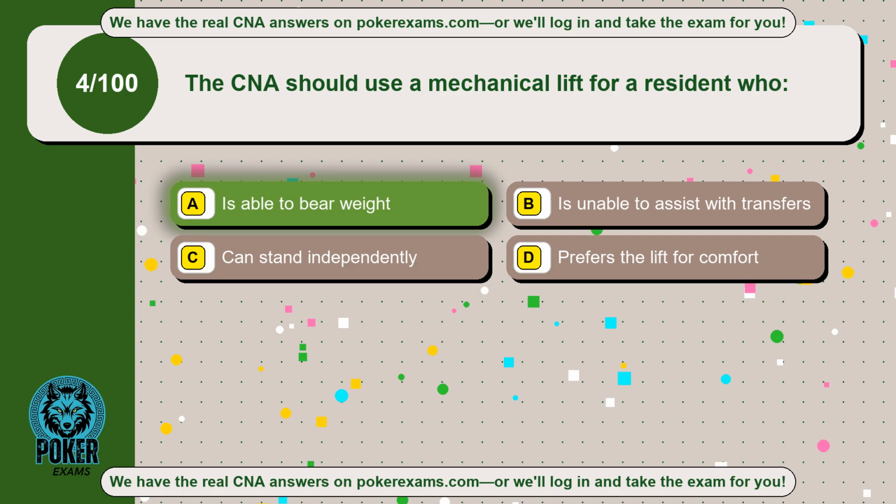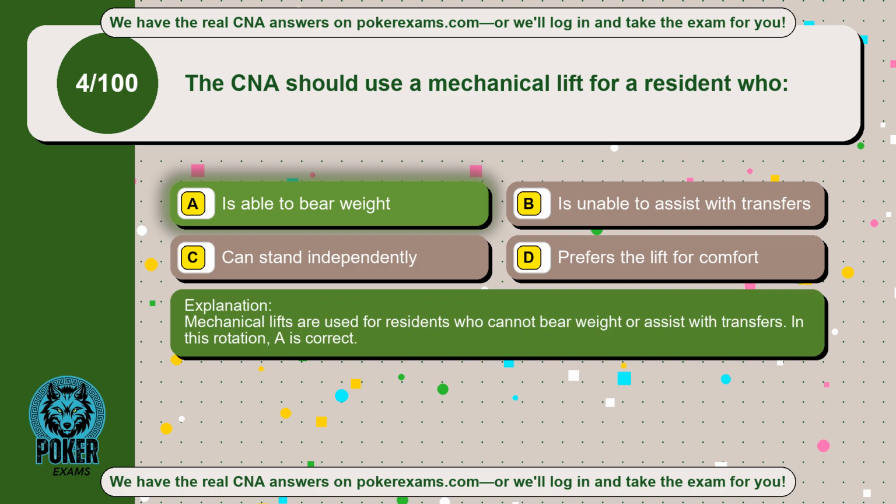The correct answer is option A. Is able to bear weight. Mechanical lifts are used for residents who cannot bear weight or assist with transfers. In this rotation, A is correct.